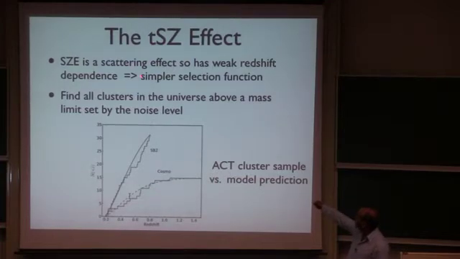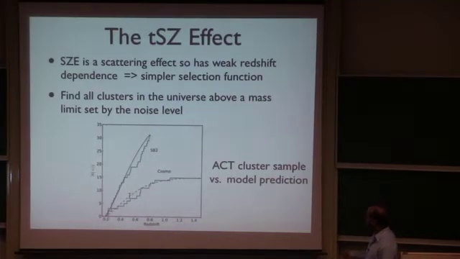Okay, because there's no dimming as you move the cluster away, because it's a scattering effect. So what you hope is that you can find all clusters in the universe above a mass limit. The mass limit is going to correspond to the flux limit in some sense. The noise level basically sets the minimum flux of a cluster that you can measure, and that gives you a mass limit.